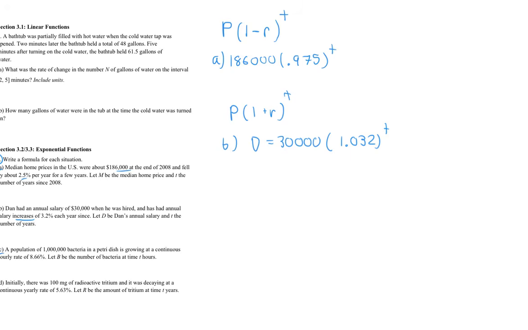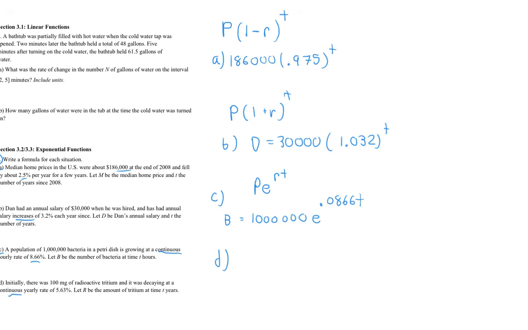And now for part C, we have a population of 1 million bacteria in a petri dish growing at a continuous, so remember that means P e to the rt whenever you have anything continuous, at an hourly rate of 8.66%. So here we have 1 million, 1,000,000, is equal to the bacteria times e to the 0.0866 T.